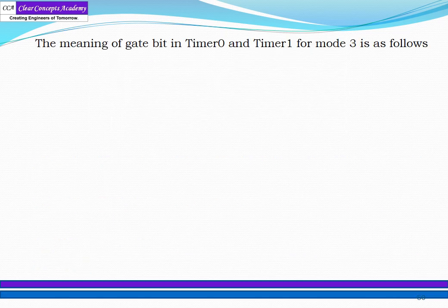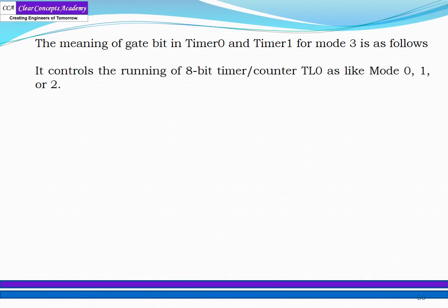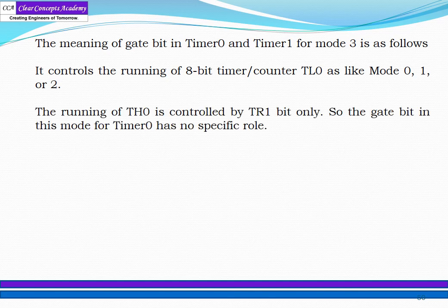The meaning of the gate bit in timer 0 and timer 1 for mode 3 is as follows. It controls the running of the 8-bit timer counter as in modes 0, 1 or 2. The running of TH0 is controlled by the TR1 bit only. So the gate bit in this mode for timer 0 has no specific role.